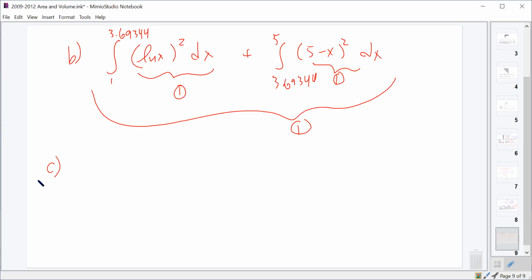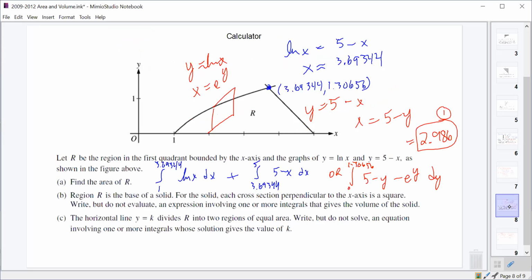Nope. All right, Part C. Part C is the one that usually trips people up. You've got some horizontal line. There it is, y equals k. That divides this region into two pieces of equal area. Obviously, I didn't draw that in the right spot, but that doesn't really matter.